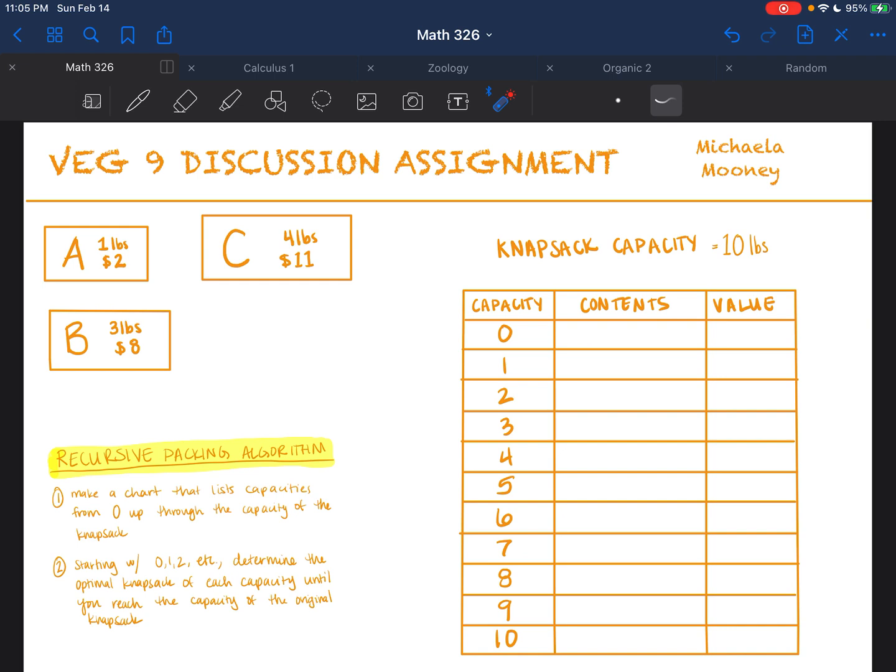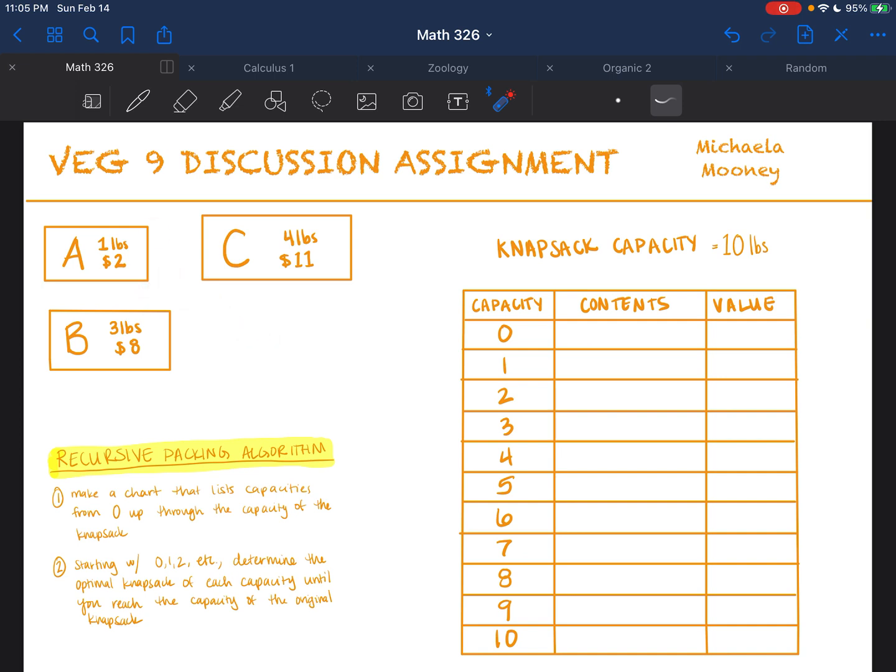Today we are going to be using the recursive packing algorithm to pack a knapsack or backpack, you could call it whichever one you would like, with these items right here. And we can use each item as many times as we want. So our knapsack has a capacity of 10 pounds. It can only hold 10 pounds worth of things.